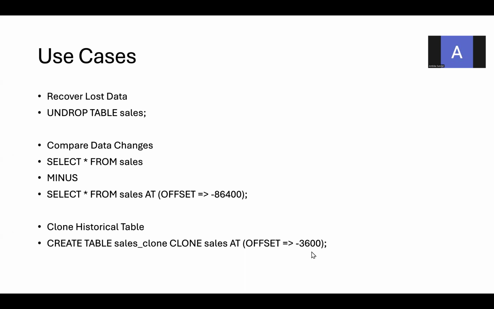So using this time travel, you are going to get the lost data. For example, you have dropped the sales table. To take the original data back, you have to undrop the sales table. You have to compare the data changes. For now, what is the data got deleted or updated? But few seconds ago or 1 day before, what is the original data? Please observe this data changes using select star from sales minus select star from sales at this offset. With this only, you will come to know what is the data got changed. You will be able to clone the historical table using this clone command.